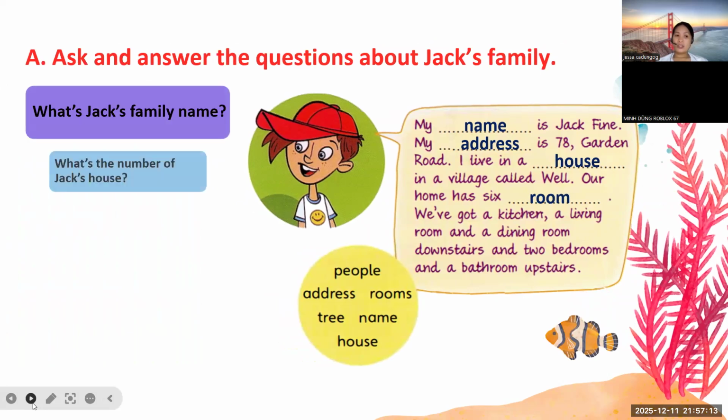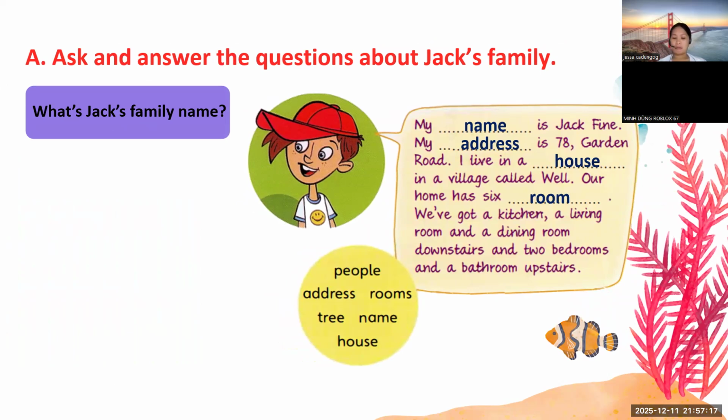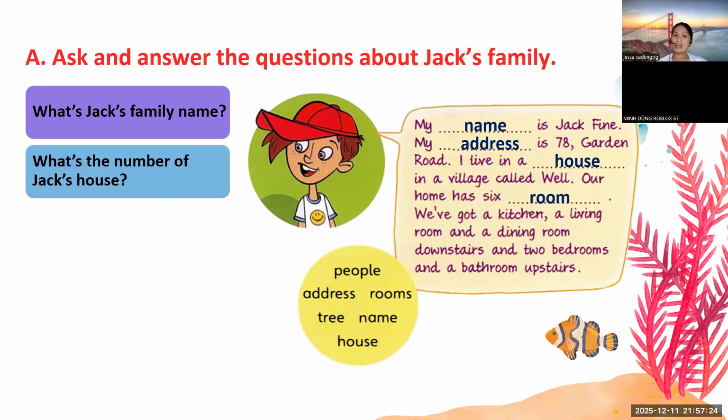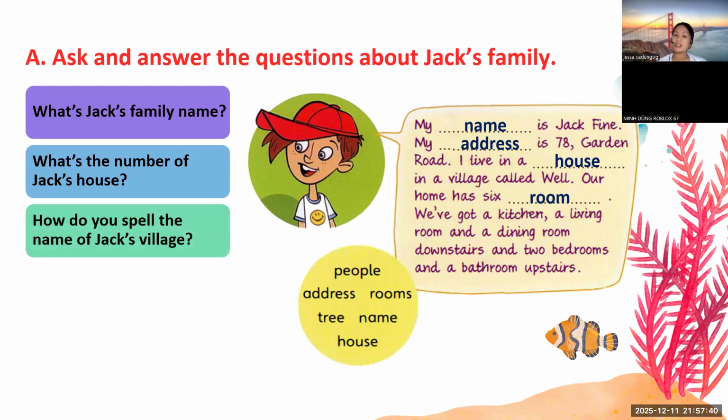Okay, so I have here a question. Potato, what is Jack's family name? What is the family name of Jack? It's Fine, correct. Next, what's the number of Jack's house? What's the number of Jack's house, Potato? Again, louder. 78. Very good. Potato, how do you spell the name of Jack's village?